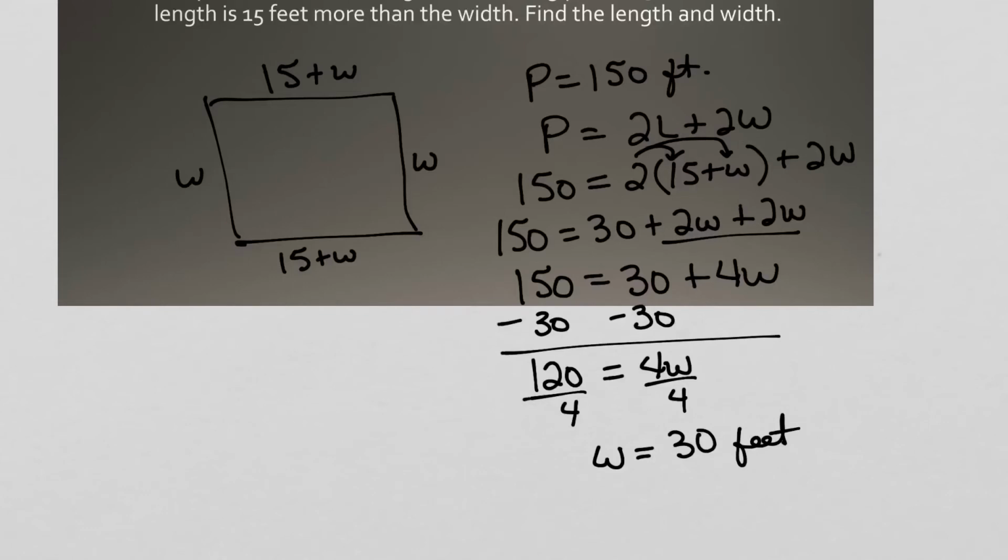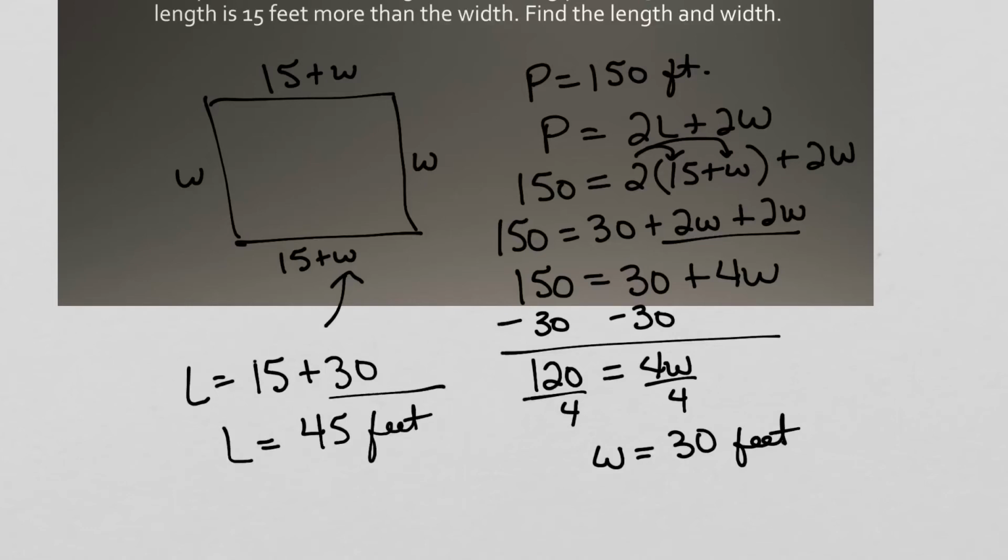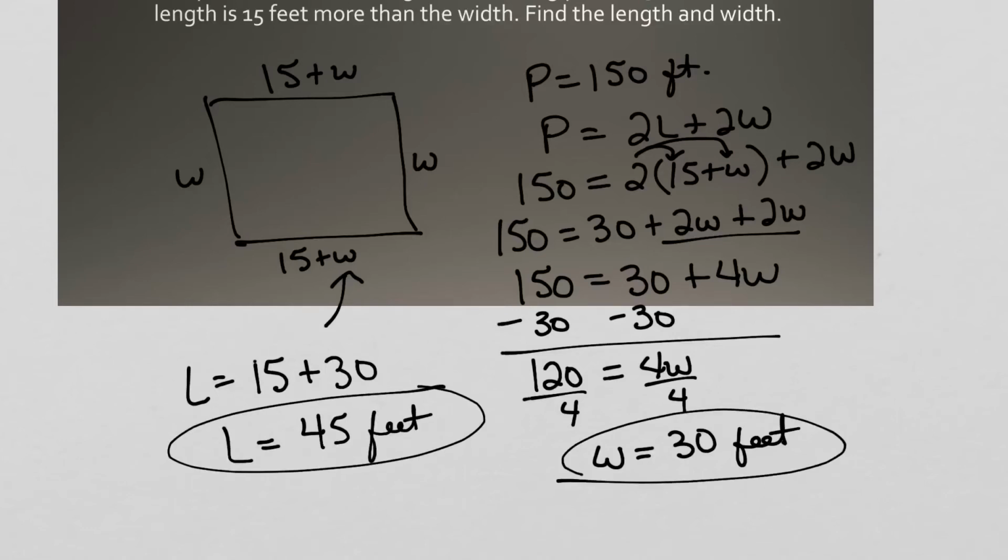So how do you find your length? Well, take that 30 and put it in where we see W right there. So our length is equal to 15 plus, instead of W, I'm going to put 30. So our length is equal to 45 feet. So these are the 2 answers we're looking for.